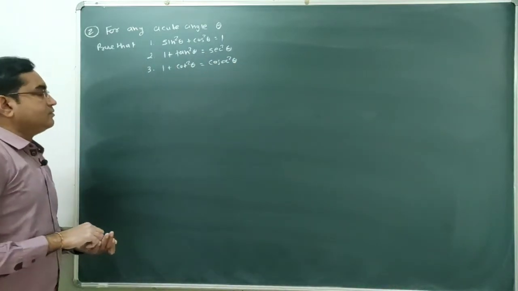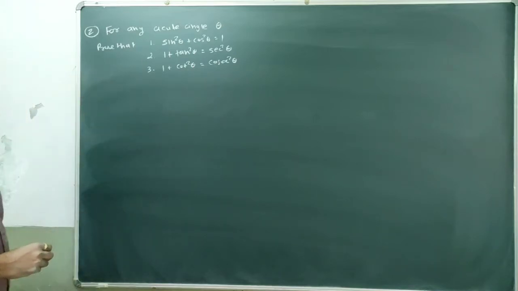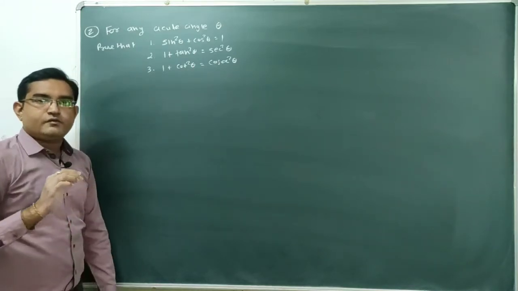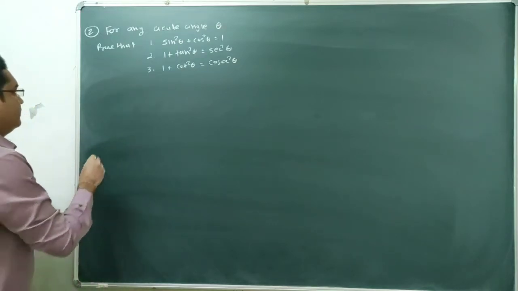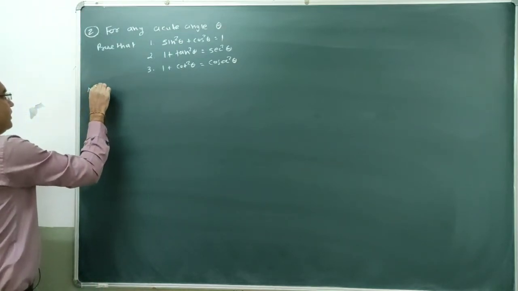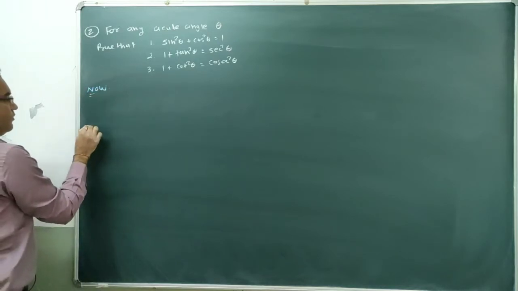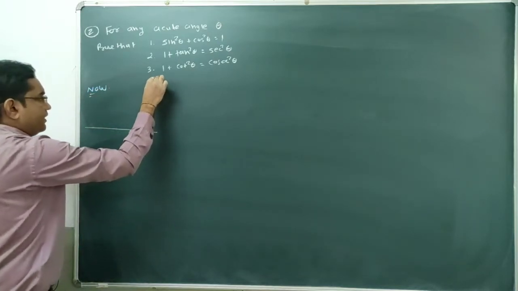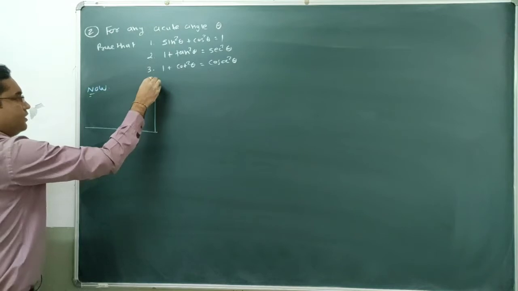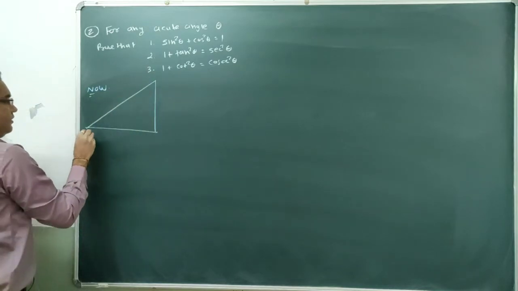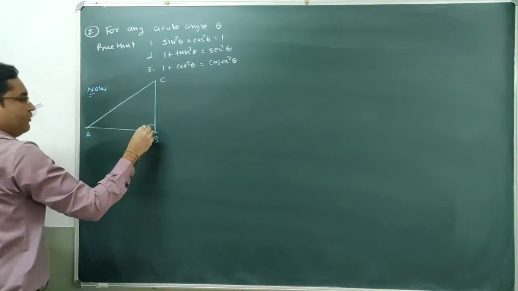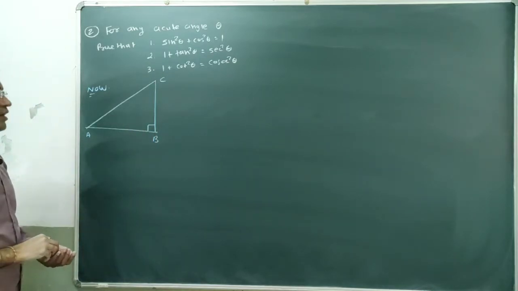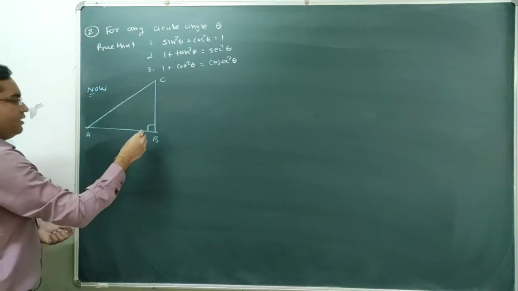So how to prove this? We are given an acute angle theta, and we know that we define our trigonometric ratios for any right angle triangle. So first we will consider one right angle triangle. Suppose this is our given right angle triangle ABC, in which the measure of angle B is 90 degree. This is a right angle triangle.